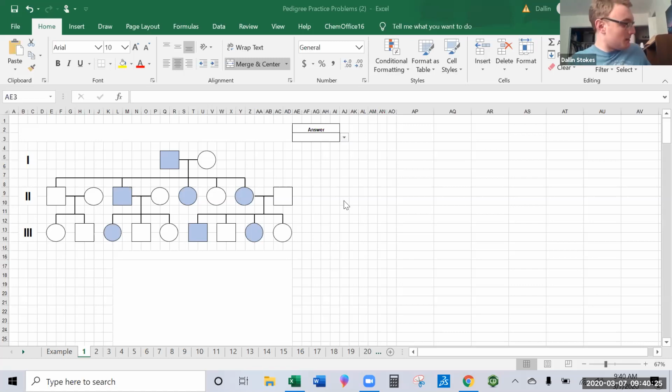Let's work through some practice ones here. This is on the practice pedigree problems spreadsheet that I sent out. You're welcome to go work through these. I'll only work through a few of them just to help you think through these.